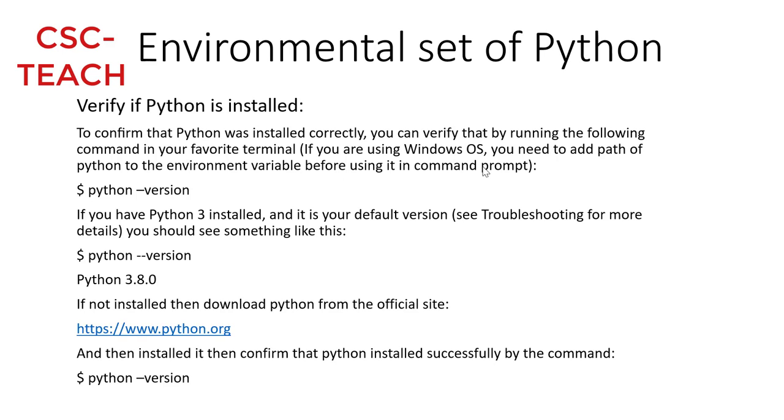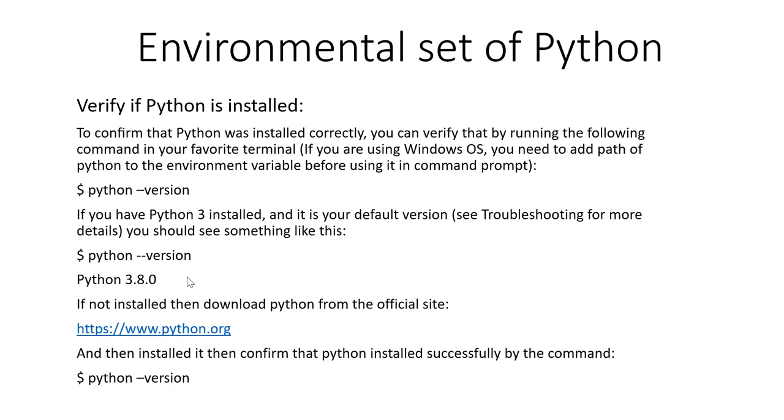before using it in the command prompt. If you are using a Windows operating system, in place of the dollar sign you will add some path. If you have Python 3 installed and it is your default, then if you run python --version you will get something like Python 3.8.0. Then it is verified that Python was installed in your PC.